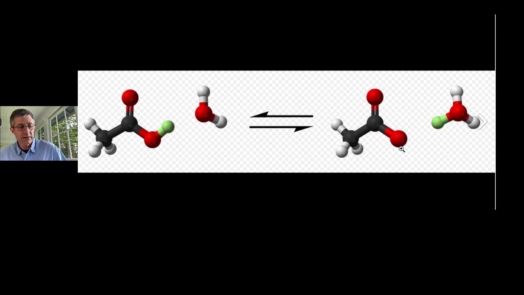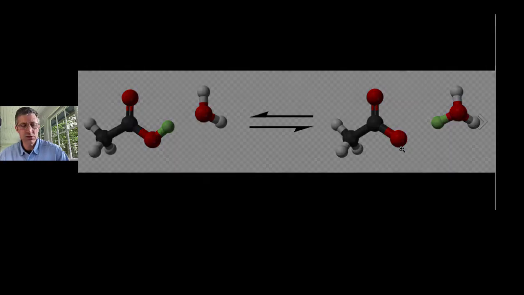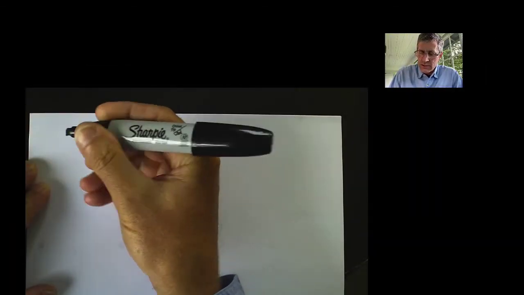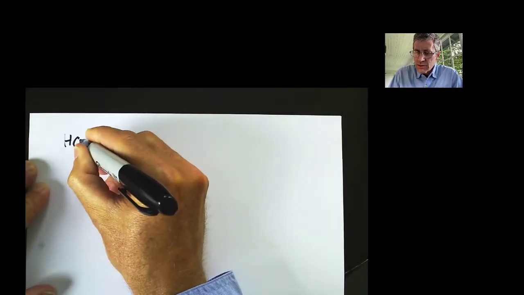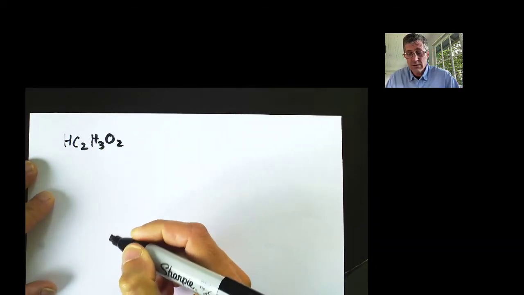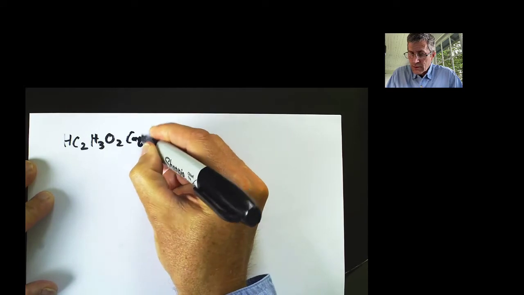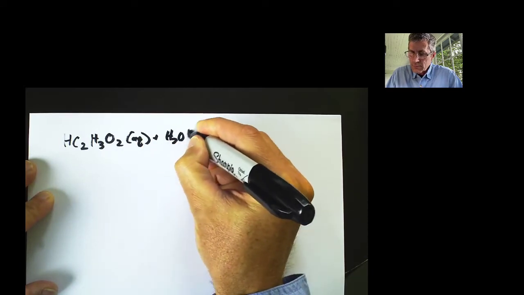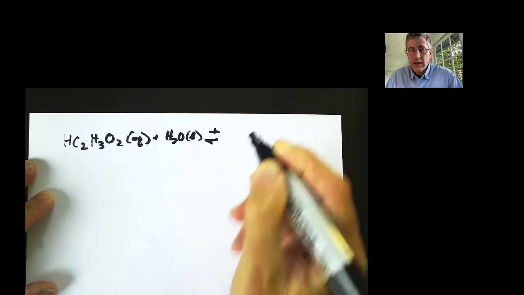So we're going to represent this as an equilibrium. Again, it's a weak acid, so it's more valid to use equilibrium arrows to show this. So I'm going to write my acetic acid as HC2H3O2, one of several ways to write this. And this is going to be aqueous. I'm going to combine this with water, which is a liquid. And this is an equilibrium.